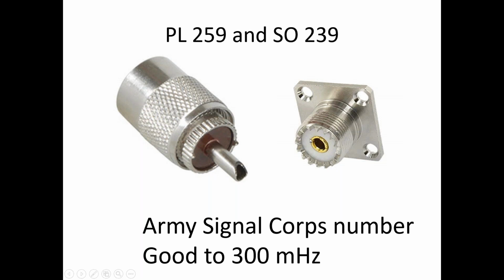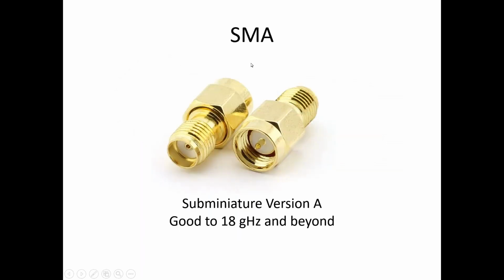For your information, a PL259 and an SO239 are generally somewhere in the 40 ohm characteristic impedance, 40, 42 ohm, something in that area. These are generally considered good up to 300 megahertz. They're actually called the UHF connector, but very often it's better to change your connections.